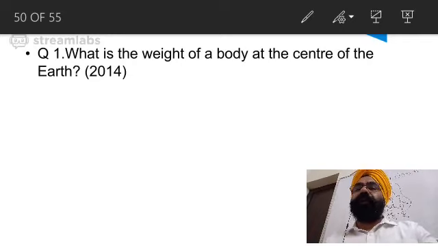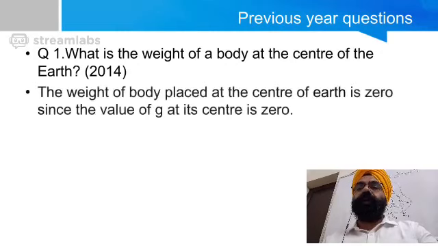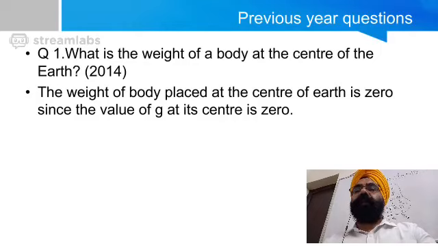So what will it be? Can somebody answer? Anybody answering? No? Chalo. It'll be 0. It will be 0 at the center of the earth. The weight of the body placed at the center of the earth is 0, since the value of g at its center is 0. We know that G is capital G m1 m2 by r square, so here distance becomes 0. It will be 0 since the gravity at the center of the earth is 0, so its weight also will be 0.